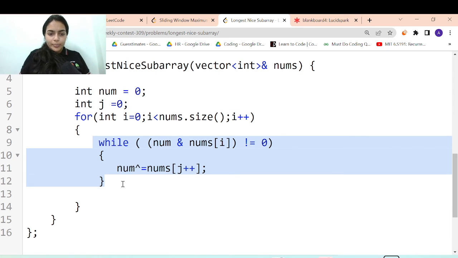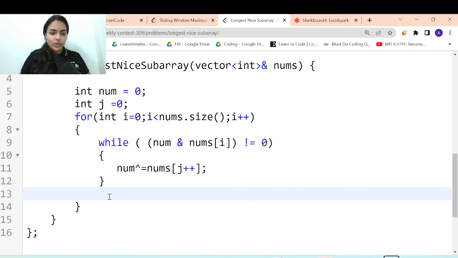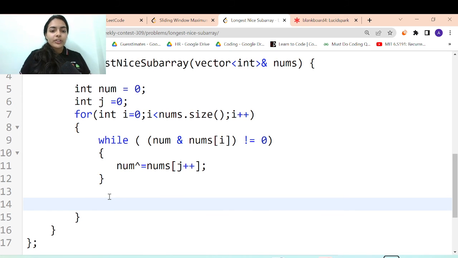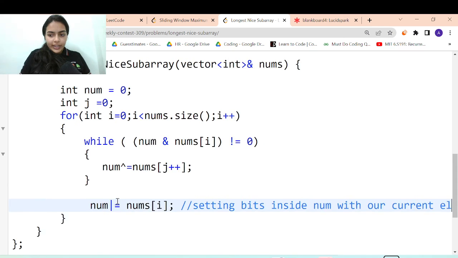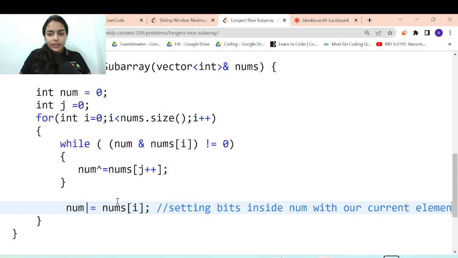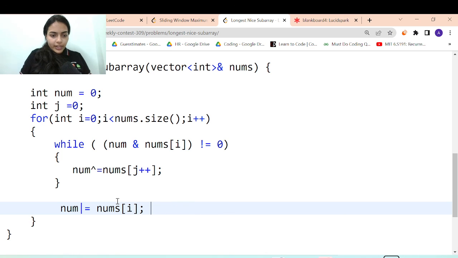Okay, so this will keep happening. Now after this loop is done, your element will no longer have a problem with any of the elements. The AND will become equal to 0, then only this while loop will exit. So if the AND is equal to 0, that means you have no problem at all. Then what you can do is set the bits of num with our current element. So wherever our current element has a bit equal to 1, we will also set it in num.